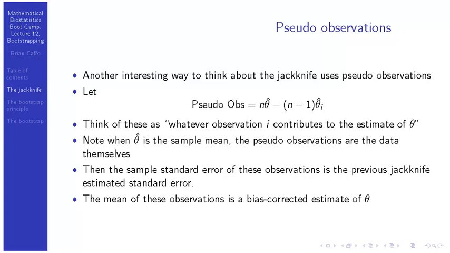And then the sample standard error of these observations is the jackknife standard error. And the mean of these observations is a sort of bias-corrected estimate of the parameter that you're interested in. So it takes your ordinary estimate and attempts to correct the bias. I have to admit, for my thinking about the jackknife, I prefer to think about it this way in terms of the pseudo-observations than in the classical development of it.